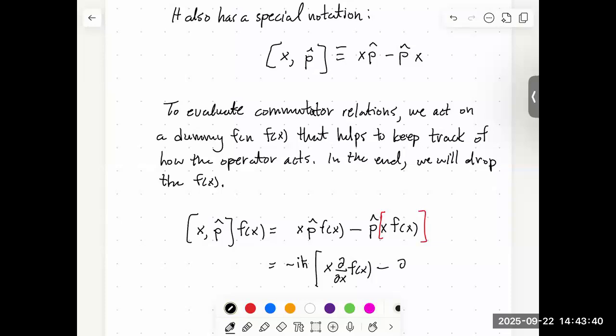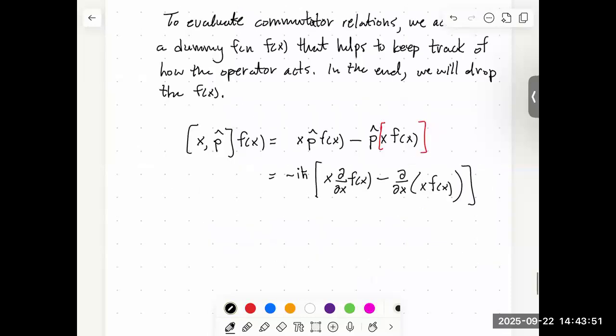Well, what we have is d by dx, but this time this derivative is acting on, like I said, a product of functions of x. So we have to do the product rule, and so we might as well do that. Minus i h bar, x df dx minus, okay, so we take the derivative of x, and we're just going to get an f. And then we have plus x times the derivative of f.